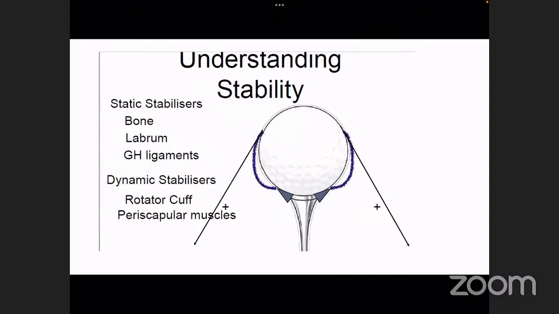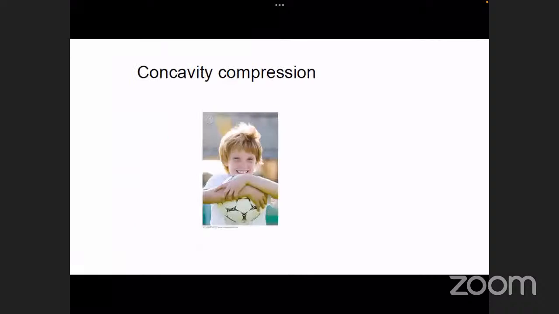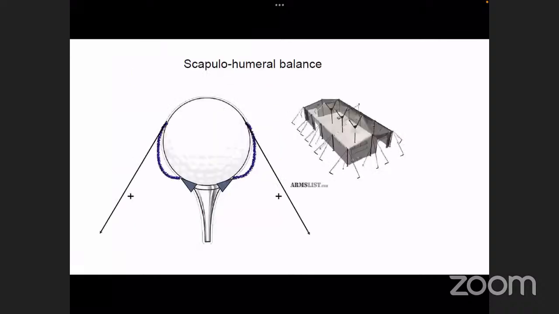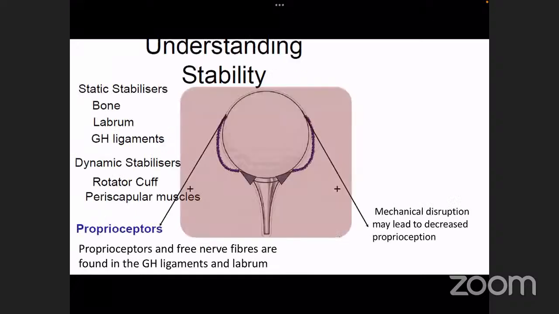So the most important thing is to have a balanced glenohumeral joint with both static and dynamic stabilizers working together. Regarding concavity compression, it is very important to have a concave glenoid rim. And this is very important regarding the proprioception of the joint.